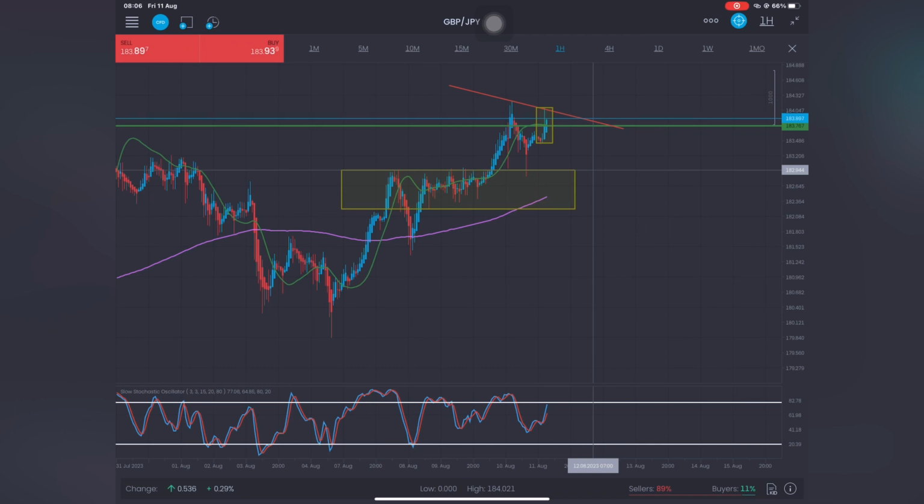So now I'm just watching for this box to crack open on the top, or crack open on the bottom, the support line. So normally, most of the time in London session, it follows that 6 to 8 breakdown pattern. So most of the time this works. Not every strategy is 100% working, but it works.